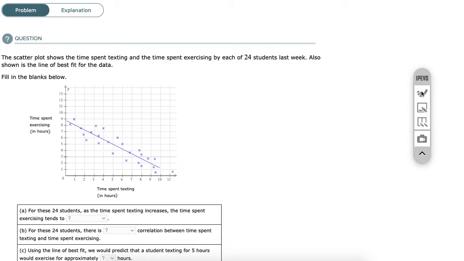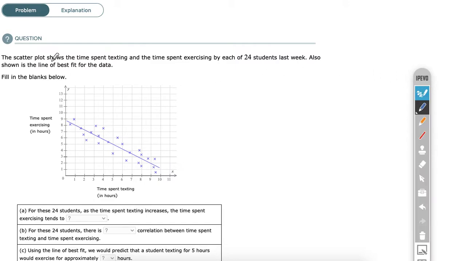So here we're given the situation with the scatter plot, and what they're doing is they're just graphing the time spent texting. So let's say someone spends an hour texting, then here is a specific point, and let's say that they exercised 9 hours for that week. So this has 24 different student data points.